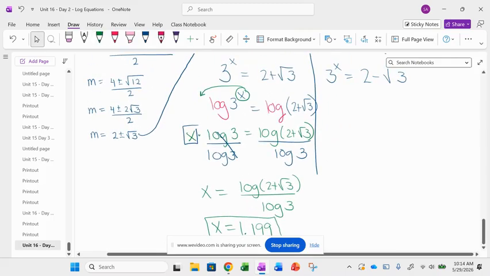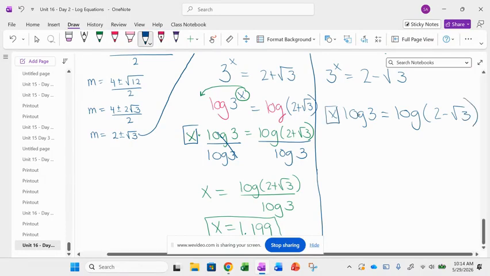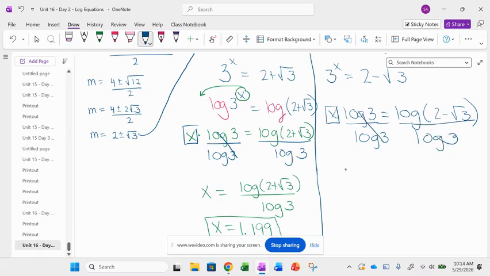All right, for the other side, same thing. We're going to get x log of 3 equals now log of 2 minus the square root of 3. Solving for x, so we divide by the log of 3. And we're going to get x is equal to negative 1.199. Is it okay that I got a negative for x? Absolutely. We're always allowed to have a negative exponent. That's not a problem.